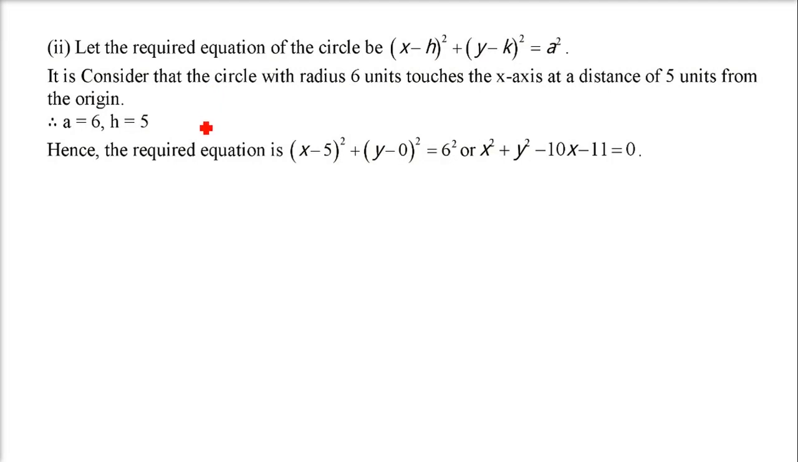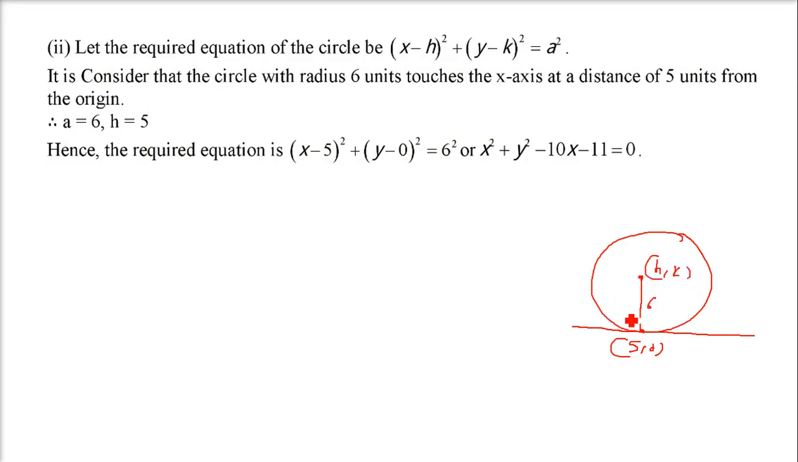The second one is saying, which touches the x-axis at a distance of 5 from the origin and radius is 6. It touches the x-axis at 5. So it will be 5, 0. The circle touches 5, 0. And the radius is given as 6. Now this is h, k, let us take it as h, k.